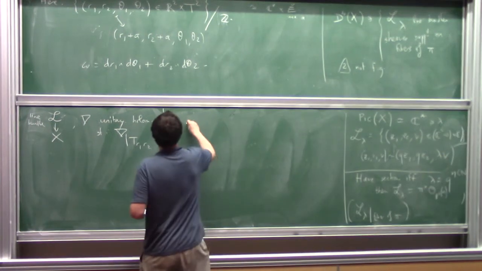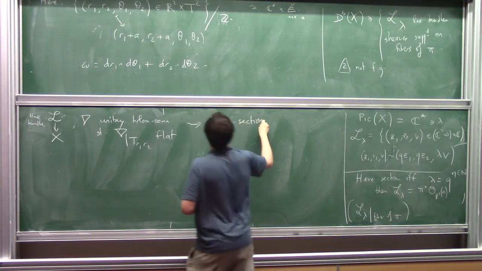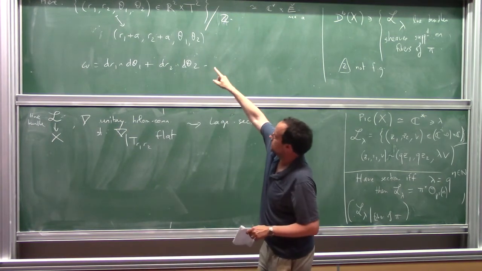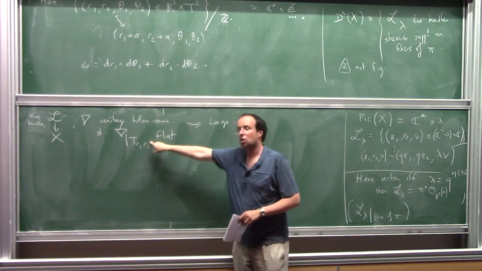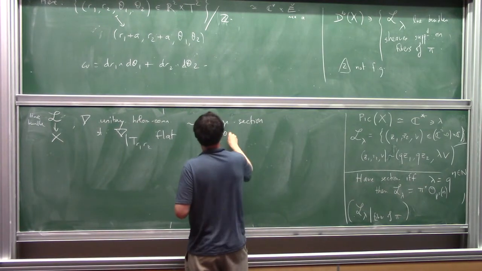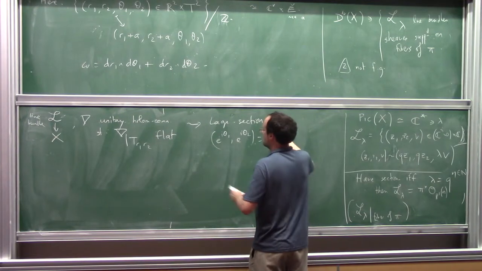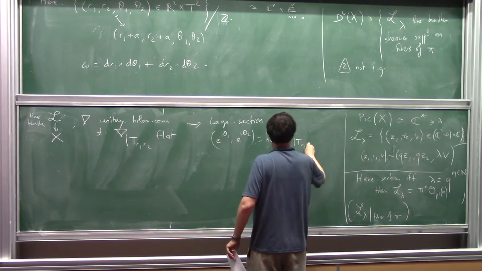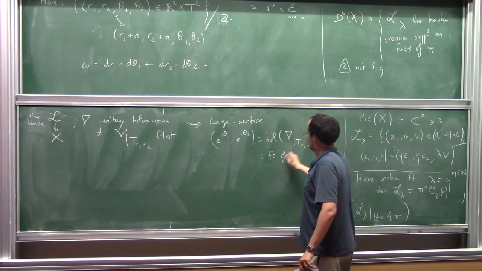Okay, so this is supposed to give me a Lagrangian section, where the r coordinates are basically the parameters here, and the thetas correspond to the holonomies on these tori. So e^{i theta 1} and e^{i theta 2} should be the holonomy of this connection on each torus as functions of R1, R2.